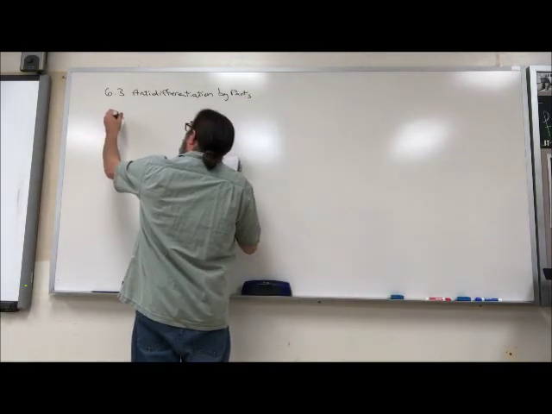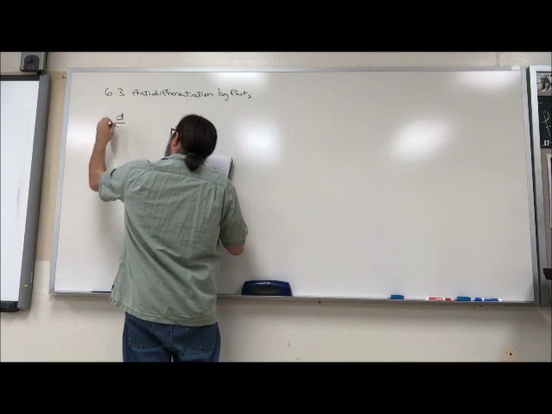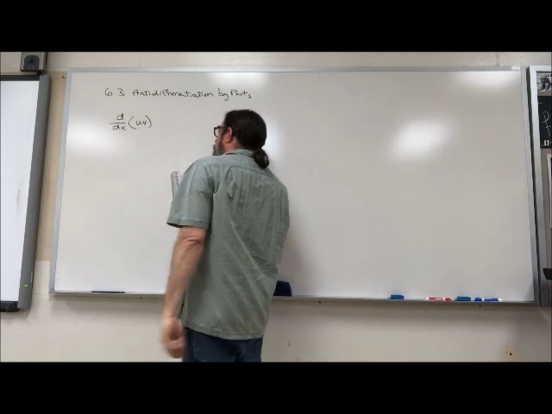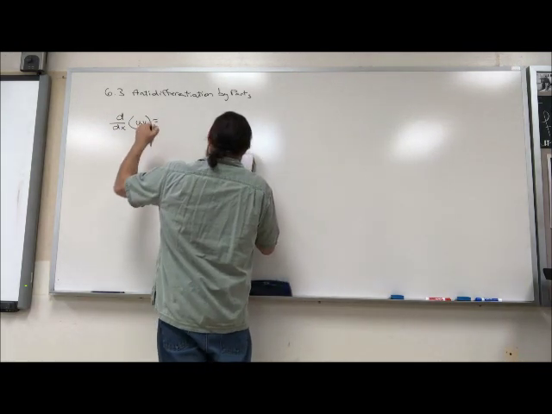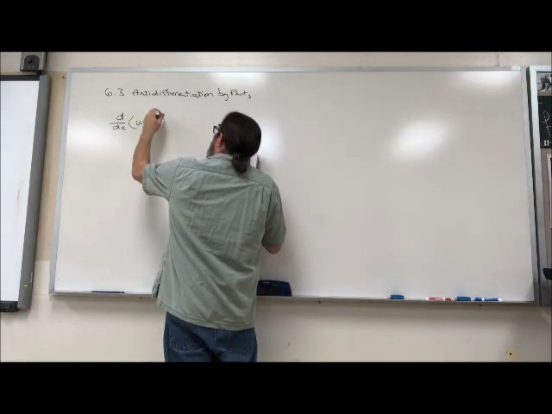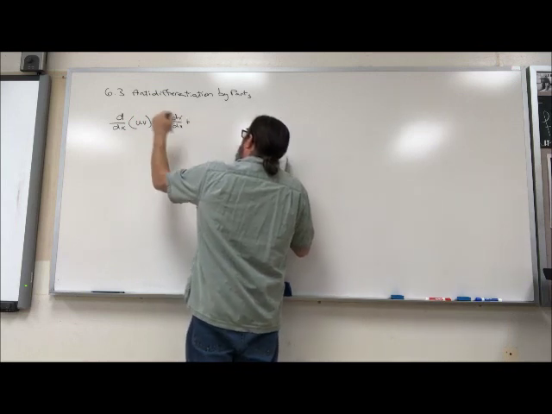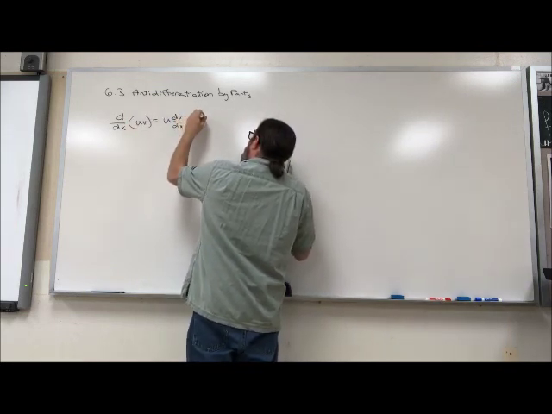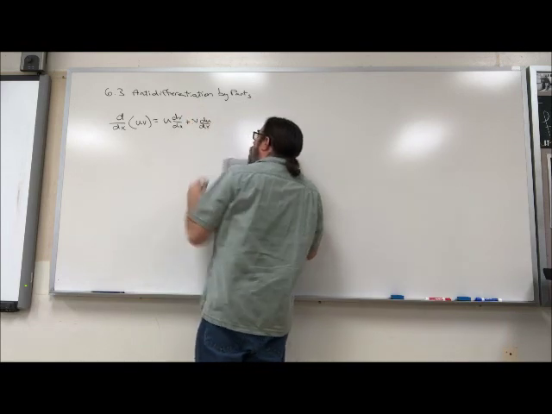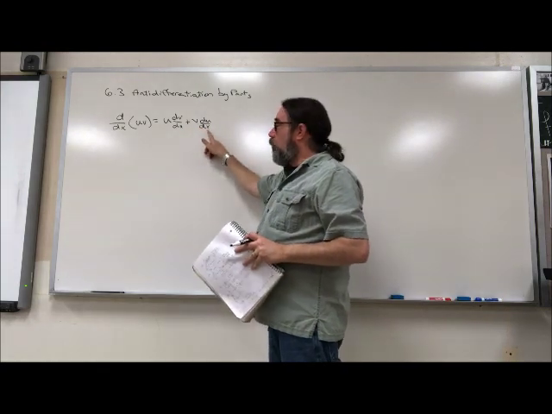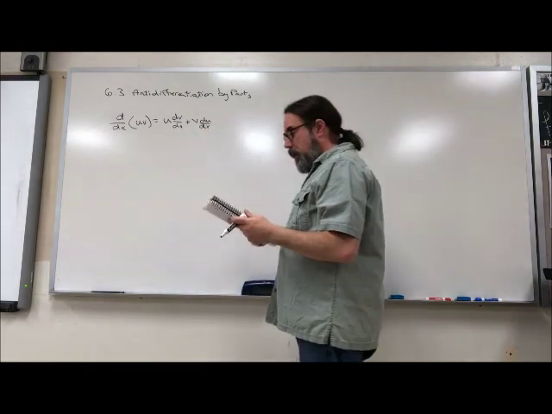Product rule, if you were taking d dx of uv, that would be equal to u dv dx plus v du dx. Remember, that's u v prime plus v u prime, all right, the product rule.